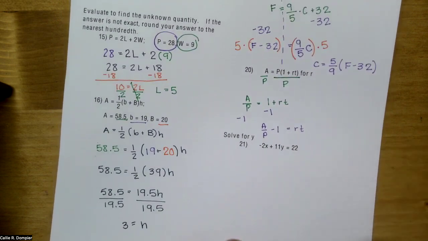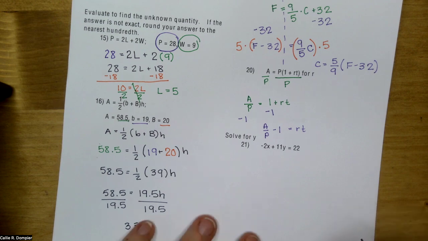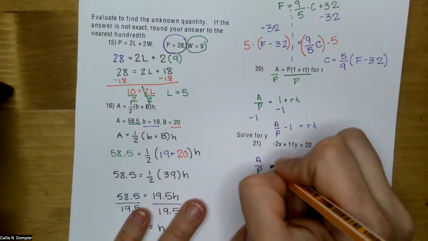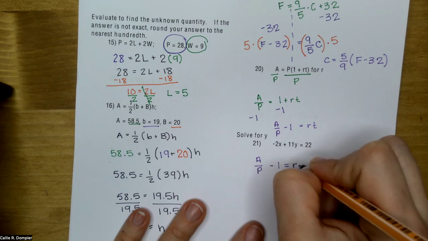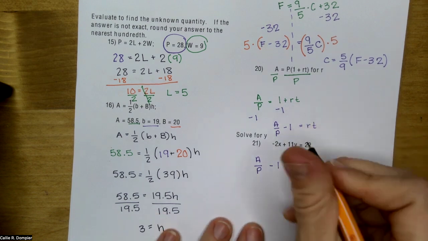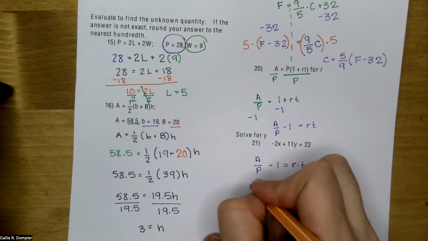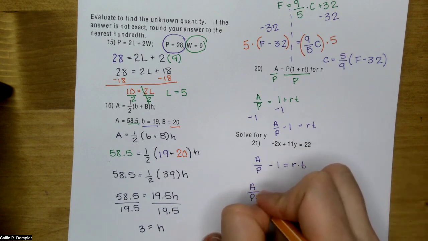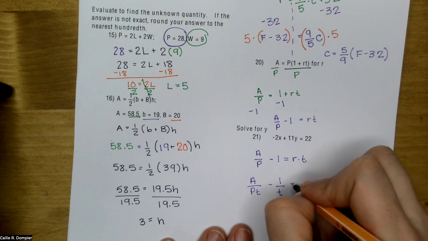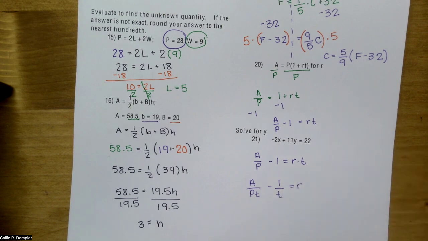Good. Now we are going to divide everything by T because R is being multiplied by T. So we had A divided by P minus 1 equals R times T. We're going to take that T and put it in the denominator of each fraction. There is no denominator of this fraction, but we're going to turn it into a fraction, put it in the denominator, equals R. So the final answer is A divided by PT minus 1 divided by T equals R.